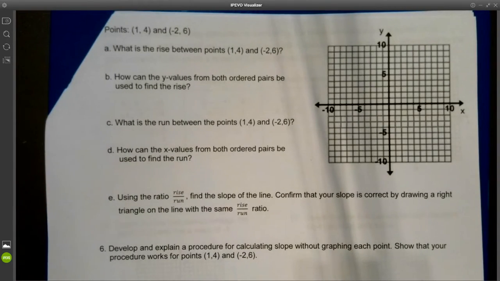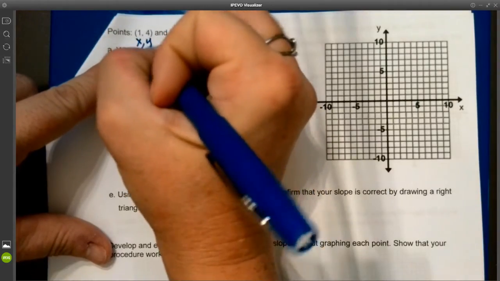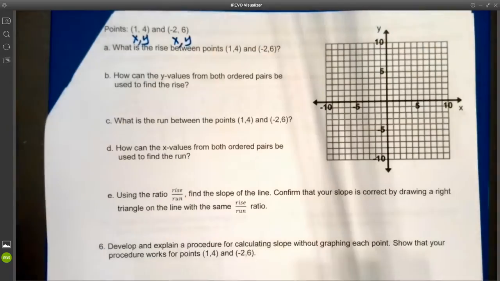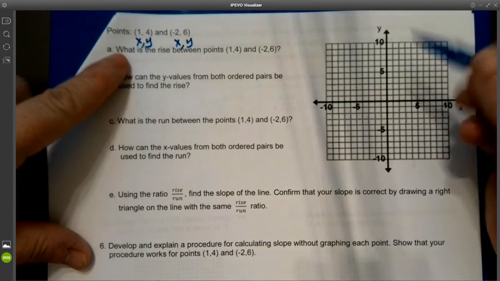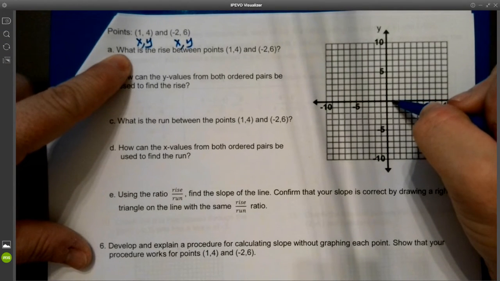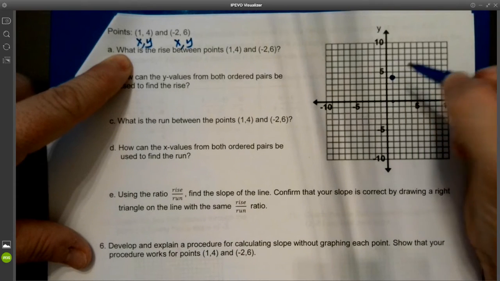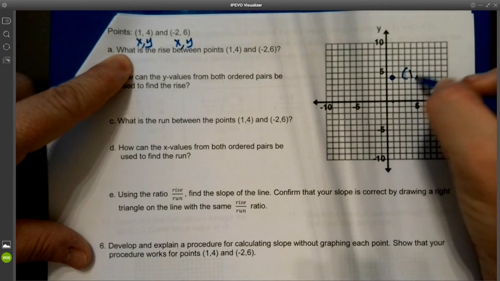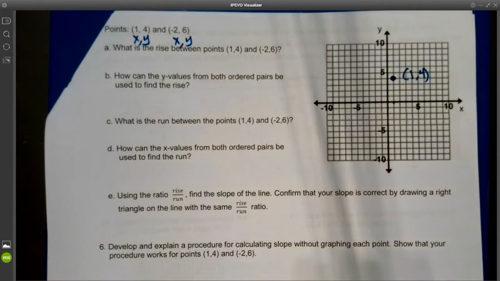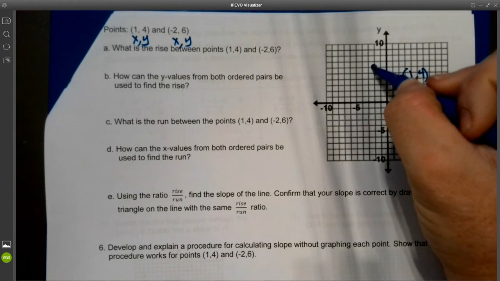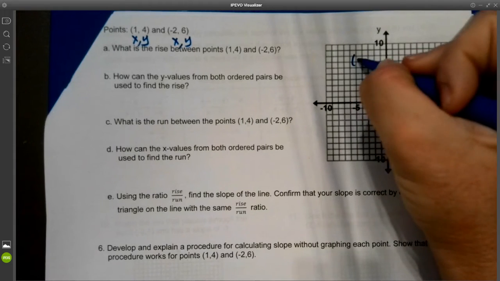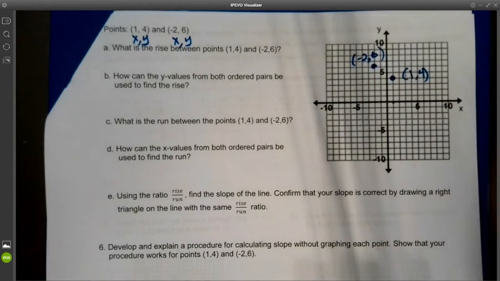Okay, number 5. So on number 5, we're going to plot these 2 points, (1, 4) and (-2, 6). So (1, 4) is going to be here, 1 for x, 4 for y. And I'm actually going to label it, so that's (1, 4). And then here I have (-2, 6), so I'm going to go back negative 2 and all the way up to 6. So that's here, because this is 5, so that'd be 6. And I'm going to connect those 2 points.